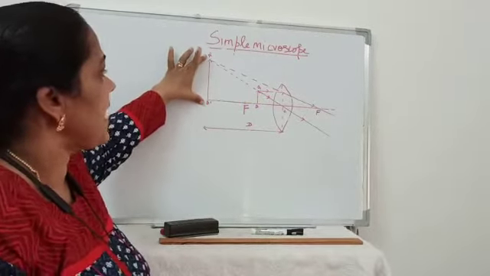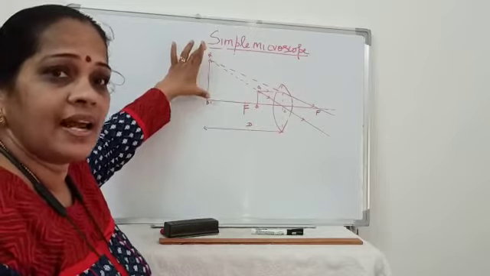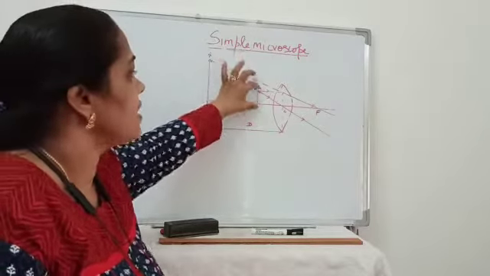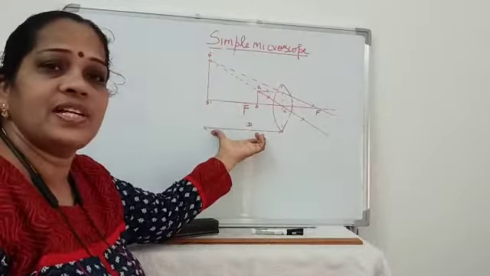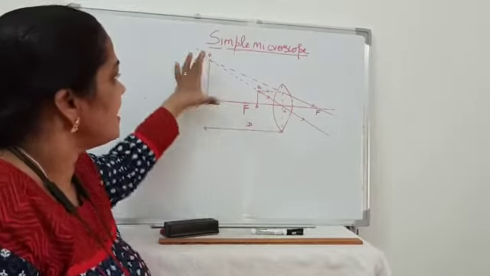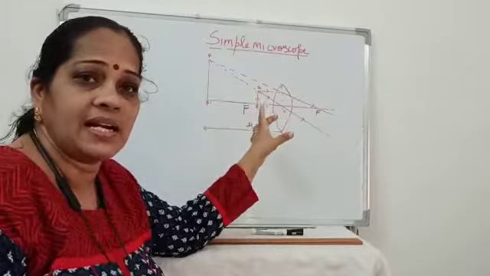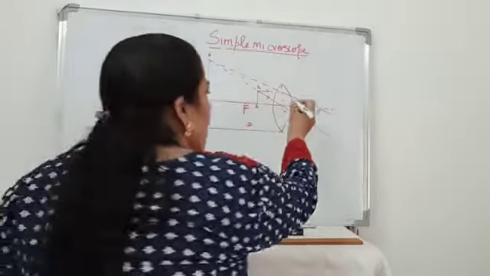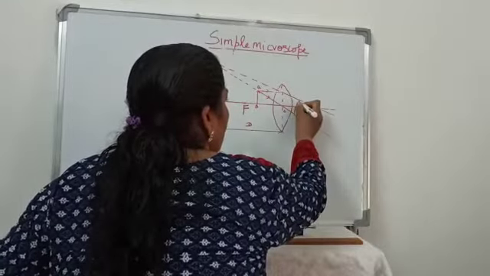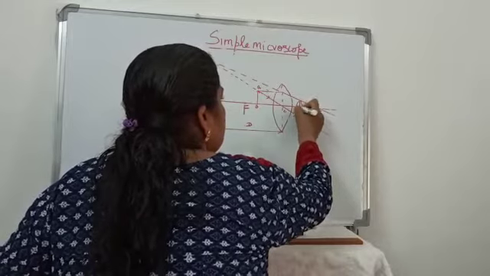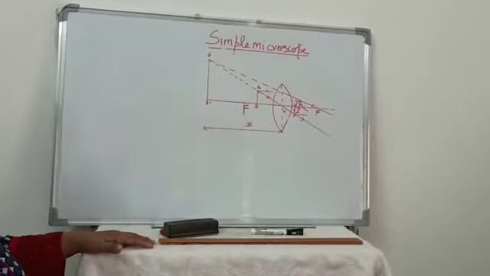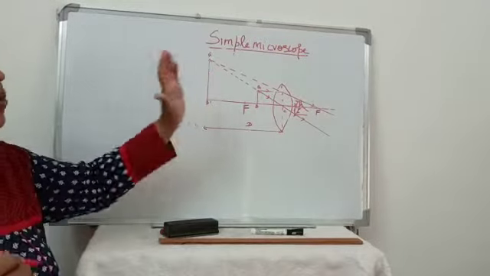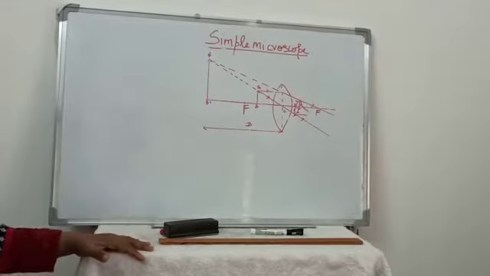A dash B dash is the virtual, erect, enlarged image of AB, which is formed at the least distance of distinct vision. At this distance we are able to get the image very clearly. It can be seen through the eye, which is placed very close to the eye lens. Now let us calculate the magnifying power.